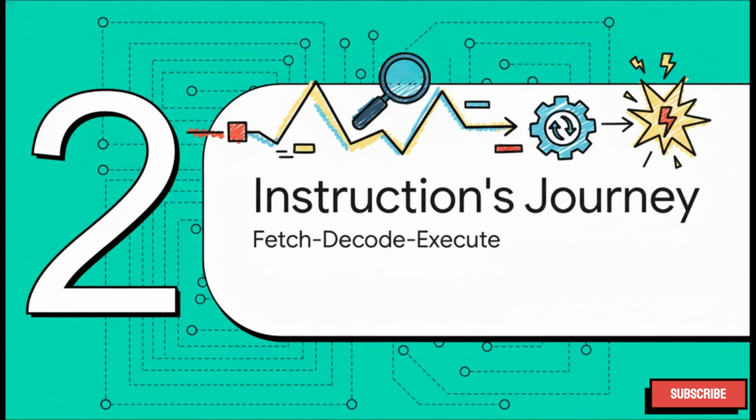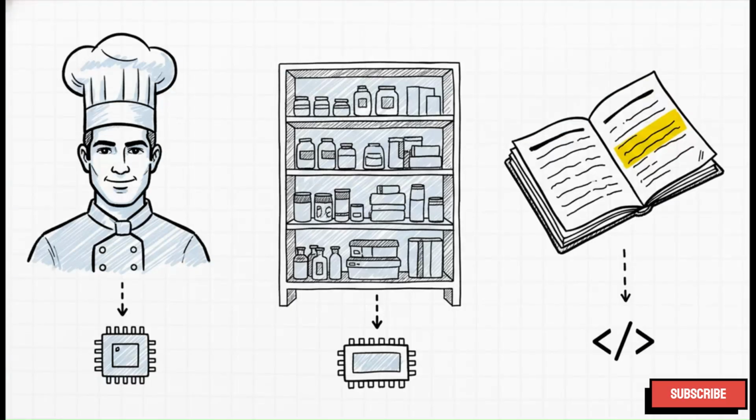So that's the blueprint, but how does it actually work? Well, let's follow the life of a single tiny instruction as it makes its way through the computer's brain. This is a journey that happens billions of times every single second. And to make this super easy to understand, we're going to use this great analogy.